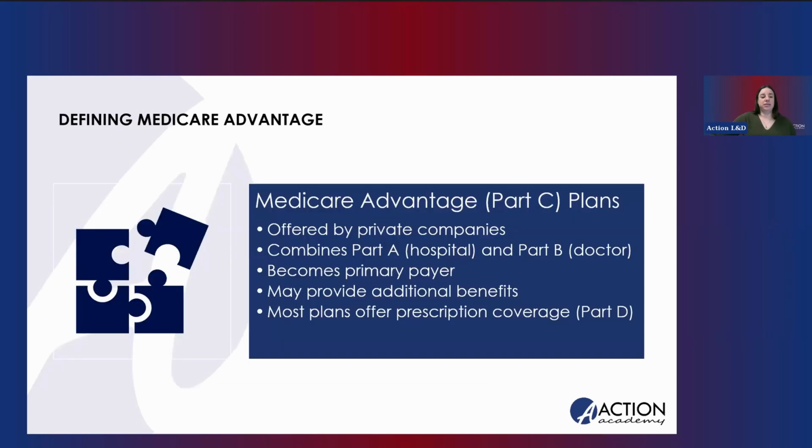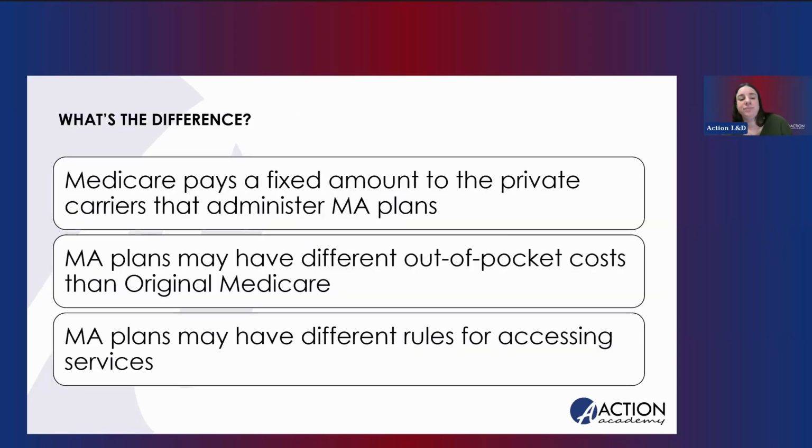So what is the difference between Medicare originally and Medicare Advantage? Medicare pays a fixed amount to the private carriers that administer these plans. These Medicare Advantage plans have different out-of-pocket costs than original Medicare, and they might have different rules for accessing their services. So that's kind of where they make up the cost. They're going to claim they're more efficient with the money, and they can make more bang for the buck and give more things out there.